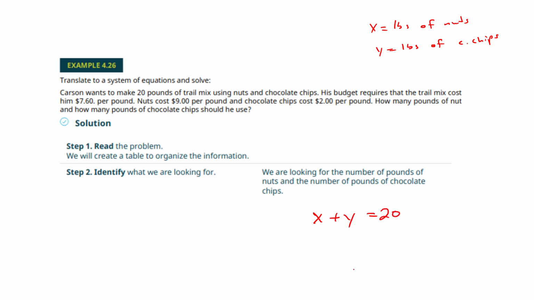Now, we need a second one, however, that involves the cost. So it's $9 per pound for the nuts. It's $2 per pound for the chips. And this is what we have to be careful about. It looks like there's only one number left, 7.6, but we saw this in chapter 3. This is money on the left. It has to be total money on the right, and that is not it. That is just the rate. So I'm going to multiply this by 20. And now, if it's $7.60 per pound, this is now the total cost of the mix. So I have total cost on the left, total cost on the right. This is now a match.